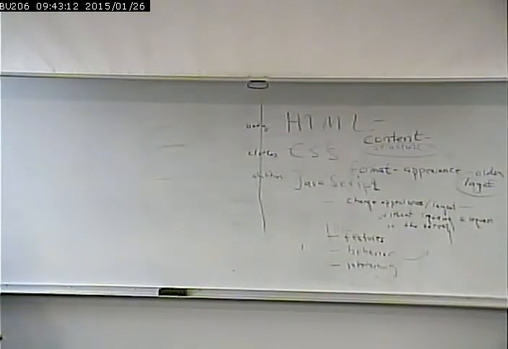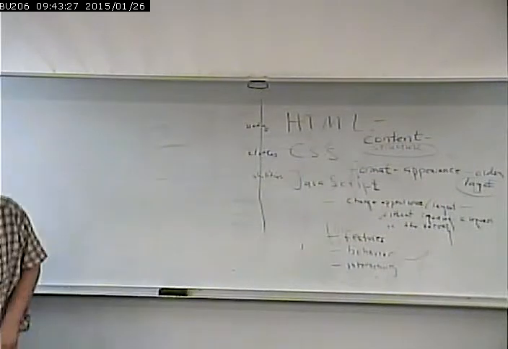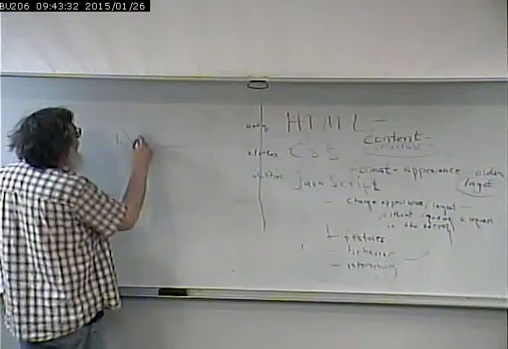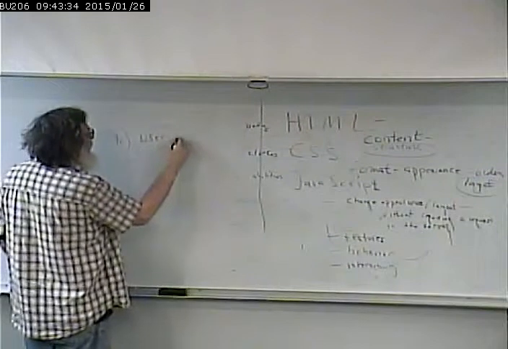All right, JavaScript has three aspects to it, all right? And we'll look into this. We'll probably get through one quick JavaScript example, all right? There is user events.